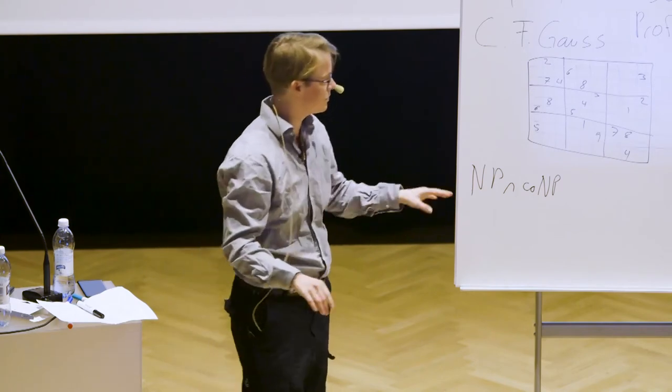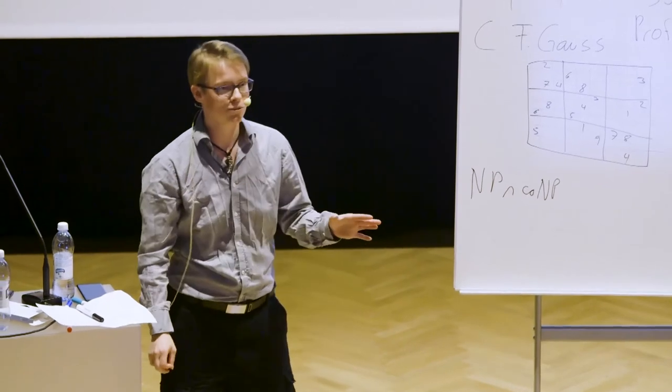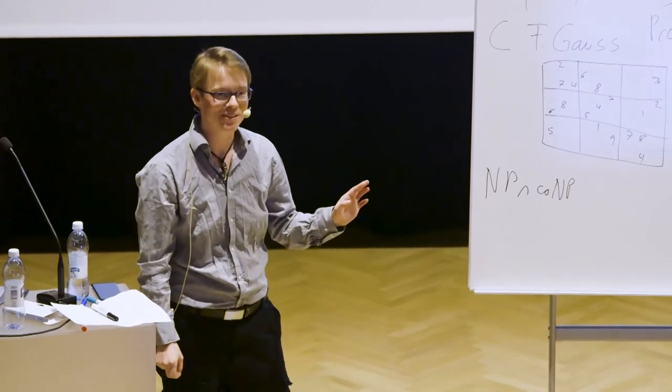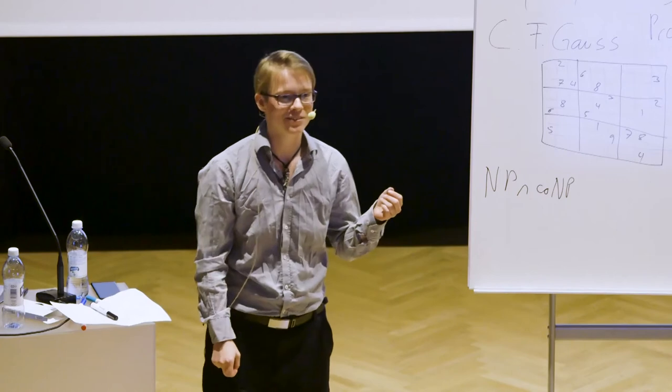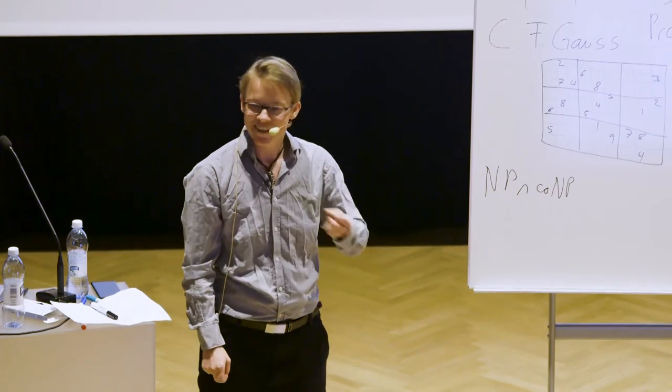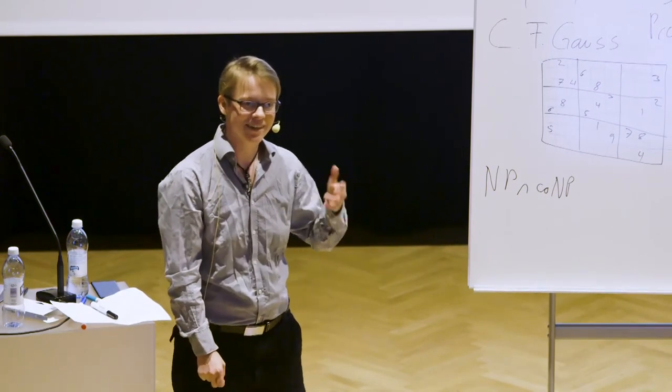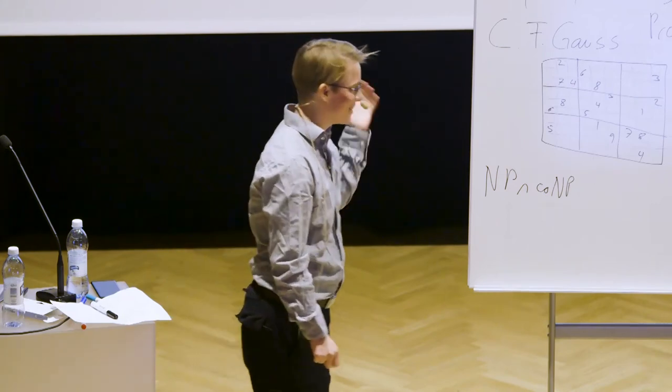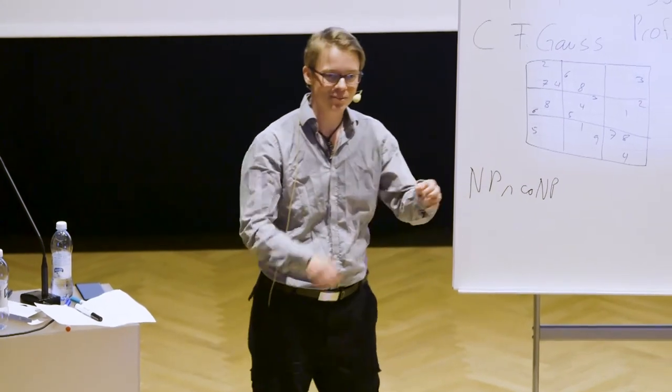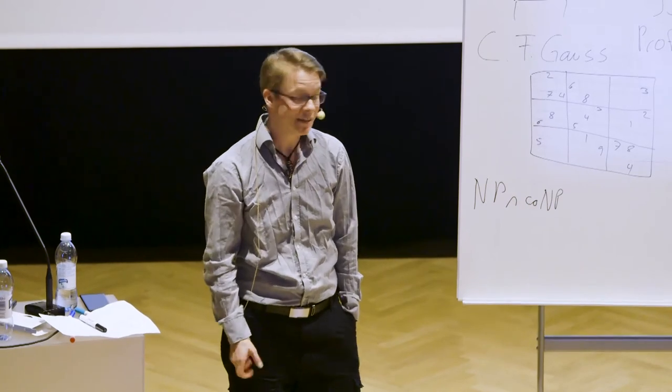So we don't know how to build a fine-grained one-way function. It's a great open question in the foundations of cryptography. There are many people thinking about it. So maybe in 2 years or so we have a good candidate for a fine-grained one-way function.